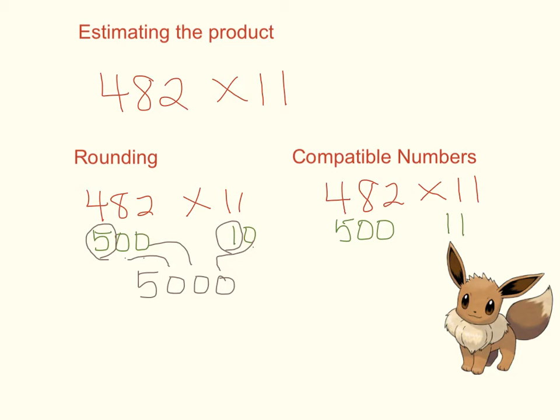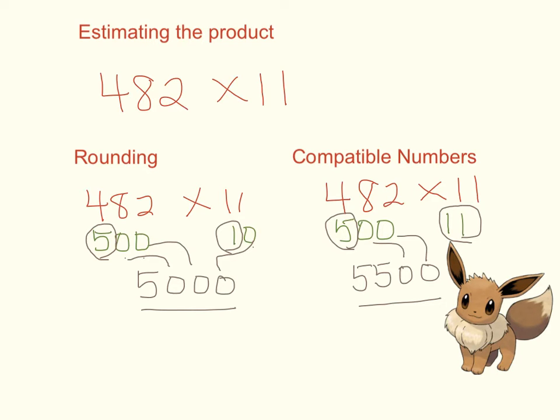And then again, you circle the first digit in the 500. And then instead of circling the first digit, you'll circle the entire 11. 5 times 11, if you know your 11s, would be 55. And then you're going to bring down your other zeros. And so even though this is 5,000 and this is 5,500, it's pretty close to each other. It just gives you an idea that if you were to do 482 times 11, it should be in the ballpark of about 5,000 or 5,500.